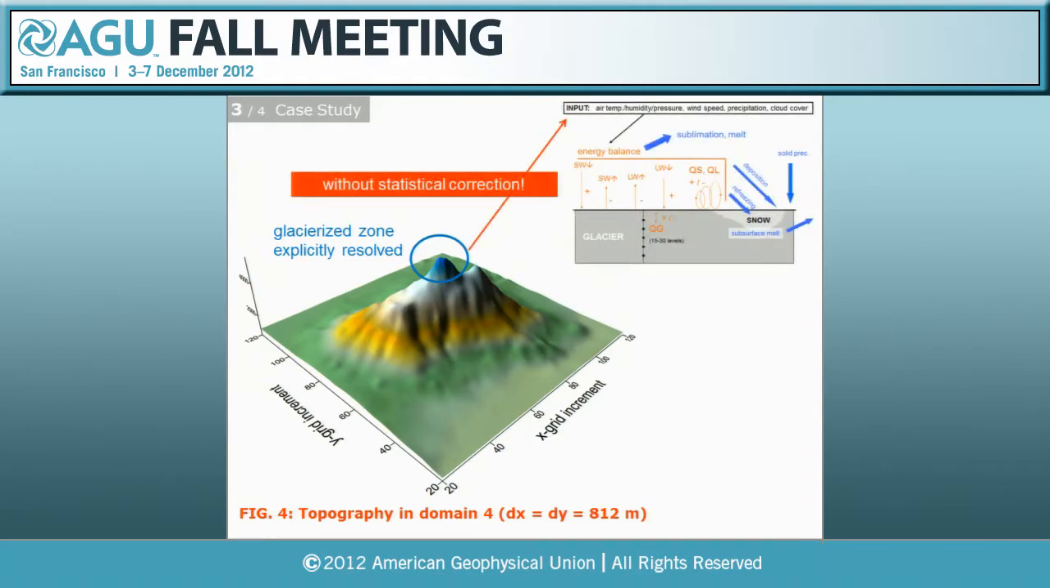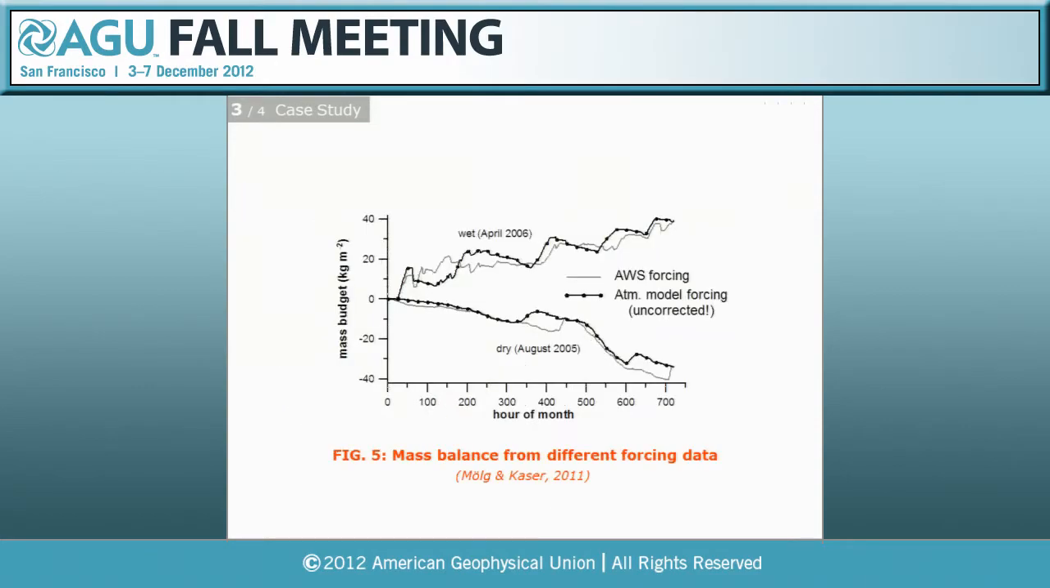So now we can take the simulated atmospheric conditions in the glacierized zone and provide them as direct input to the mass balance model without any statistical correction. That's the concept, and of course the question is, can we reproduce realistic mass balances in this way? So the first simulations we did 2 years ago pointed towards yes, because here we have 2 monthly mass balances. The wet season, the 2 upper curves, mass gain, and then the dry season, the 2 lower curves, mass loss on the glacier.